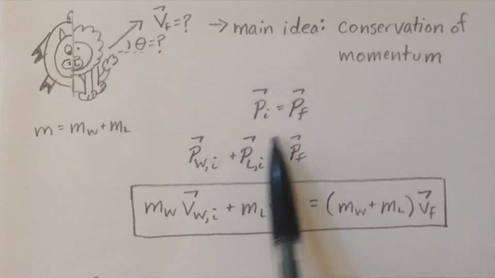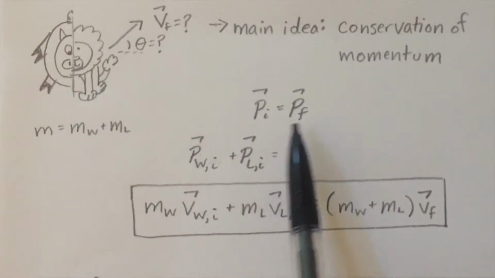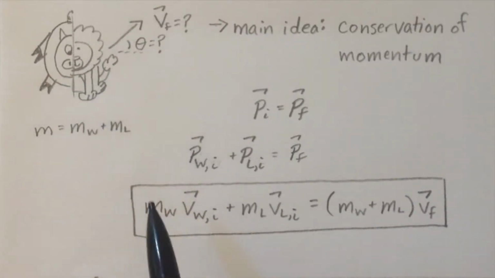To solve this problem, the main idea we'll use is conservation of momentum. We'll equate the momentum of the lion and warthog when they hadn't been entangled together to the final momentum of the lion and warthog when they're stuck together.